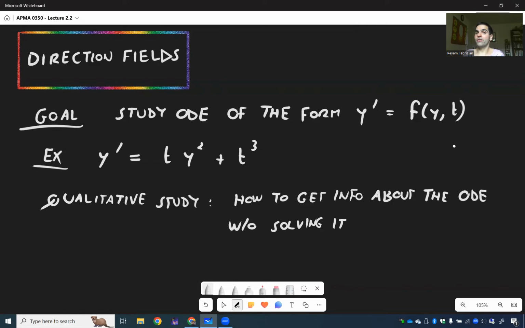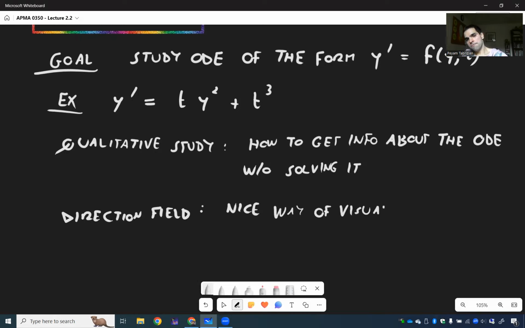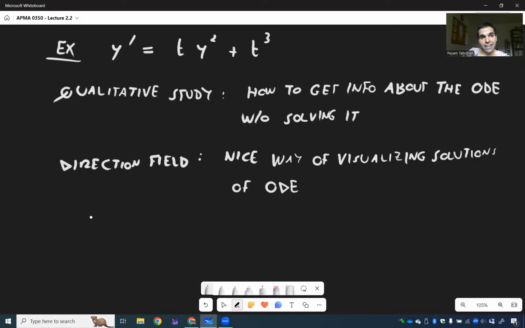Think, for instance, the stock market, where you can't exactly find a solution to its behavior, but you can still sort of approximately study it. And one very nice way of doing it is using what's called a direction field. In fact, it's a nice way of visualizing solutions of ODE.